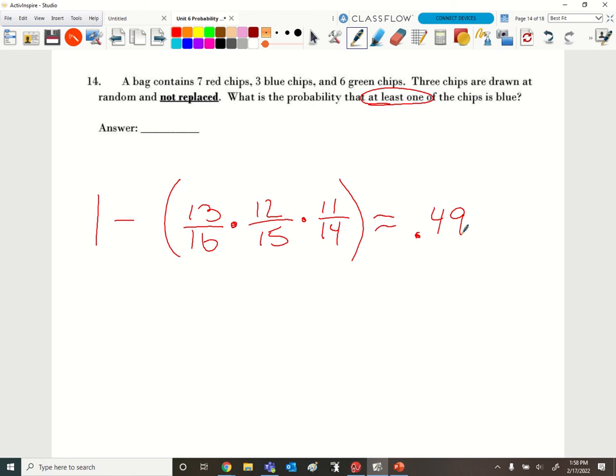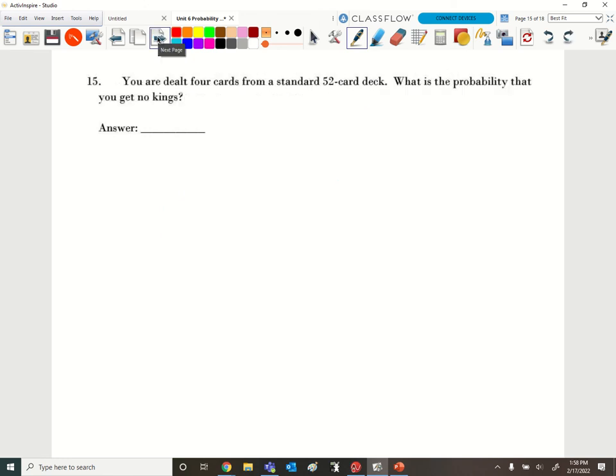All right, let's go. 15. You're dealt 4 cards from a standard 52 card deck. What's the probability that you get no kings? Now, I didn't realize that a lot of people have no clue about a deck of cards. How many kings are in a deck? 4. There's 4 kings in a deck.